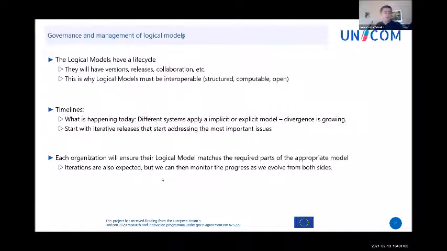The timelines for this. Well, what I just mentioned is that today we have an implicit or an explicit model, but there is divergence and it is growing. So that's one of our current challenges: the longer we wait until we formally produce something and make it computable and mappable and verifiable, and we say this model is not correct according to that model, the further the divergence will grow. That's what we have today.